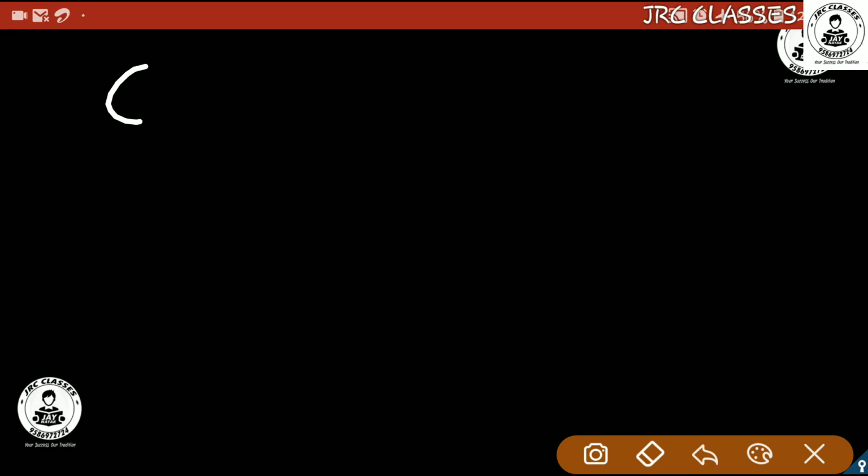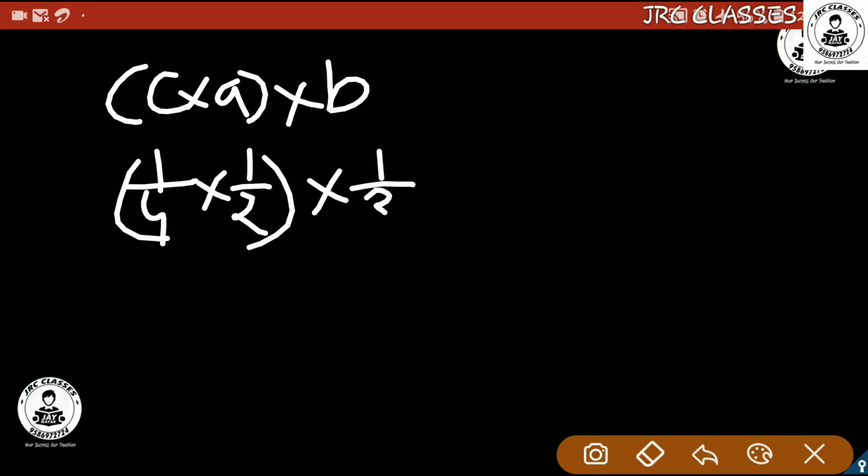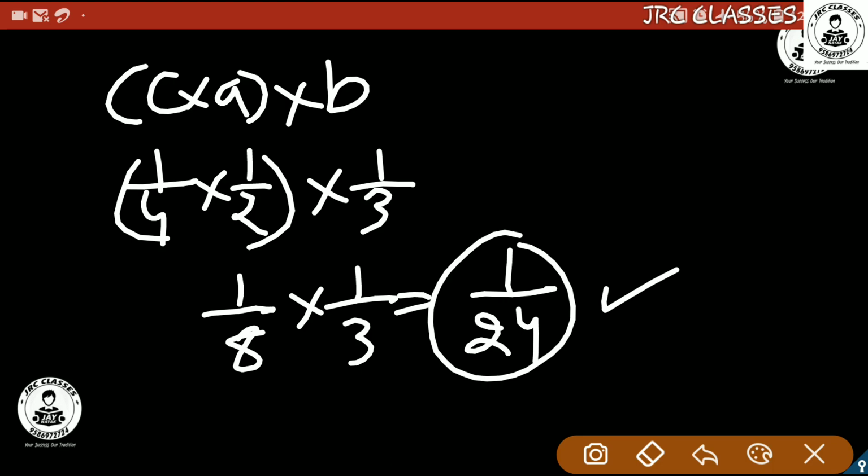And for the last group, C multiplied by A multiplied by B. C is 1 divided by 4, A is 1 divided by 2 and B is 1 divided by 3. 1 1s are 1. 4 2s are 8. Into 1 into 3. 1 1s are 1, 8 3s are 24. So we got the same answer.